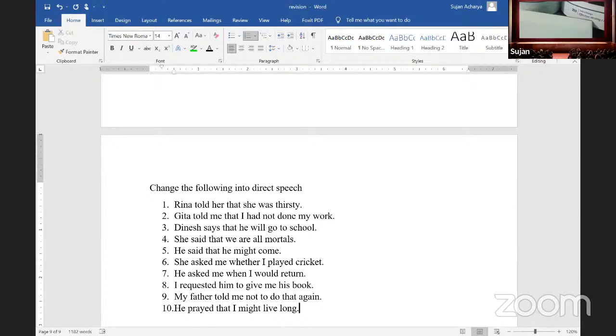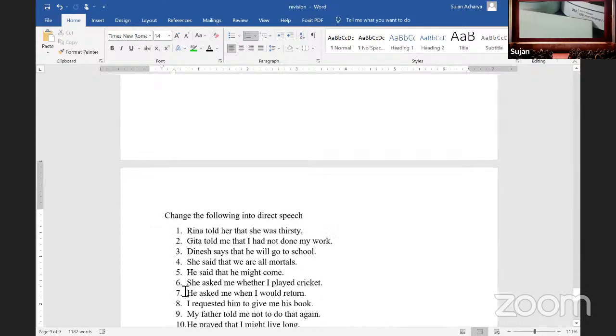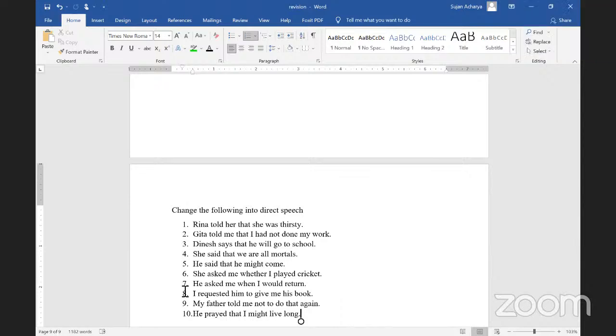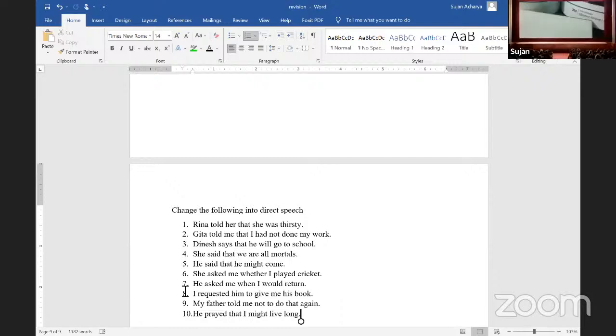Copy these and do these as your assignment. And we'll go through the answers tomorrow. Change these into direct speech. Or you can take a photo. Copied? Yes, sir.